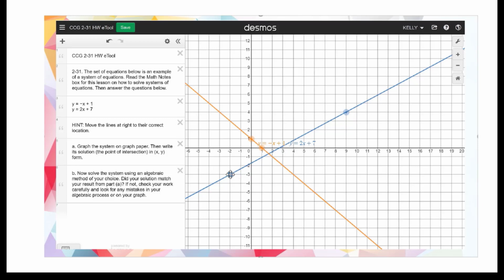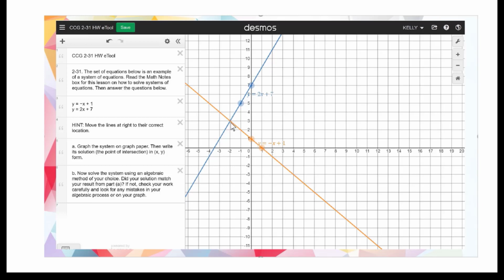Now I have y equals 2x plus 7. I'm going to take this particular point and slide it up to the y-intercept of 0, 7. Then I'm going to move this point so that it shows the slope of a positive 2, so up 2 over 1, up 2 over 1. Now they're graphed correctly.